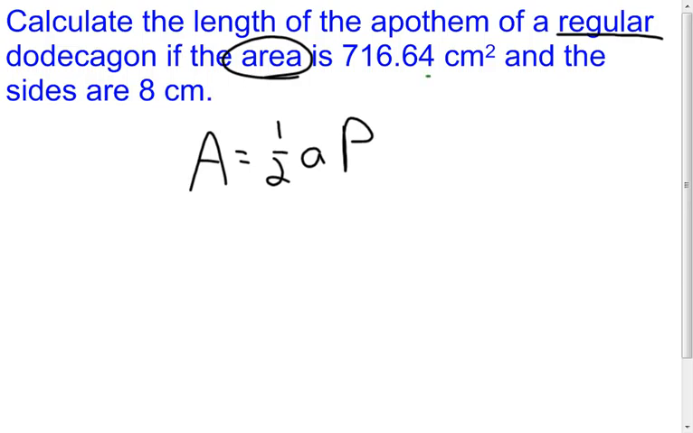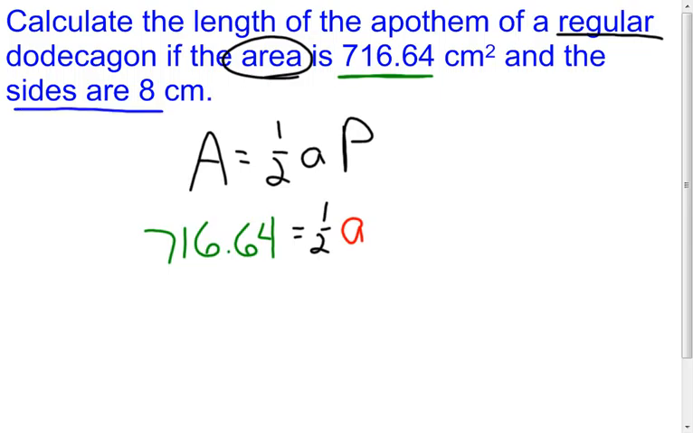I'm going to plug a bunch of things in to see if I'll be able to solve for something that's missing. I see the area is 716.64, so I'm going to put that in for my area. So I have area equal to 1/2. Now the apothem, it wants me to calculate, so that I don't know. I'm just going to leave that as the variable. And then the P for perimeter, I do know that the sides are 8 centimeters long, and a dodecagon is a 12-sided polygon, so I can get my perimeter by doing 12 times 8. Now I look at my equation and, voila, there's only one variable. I can solve this.